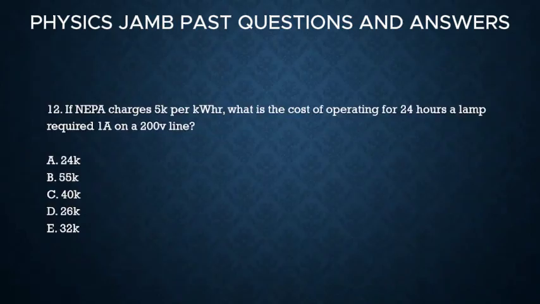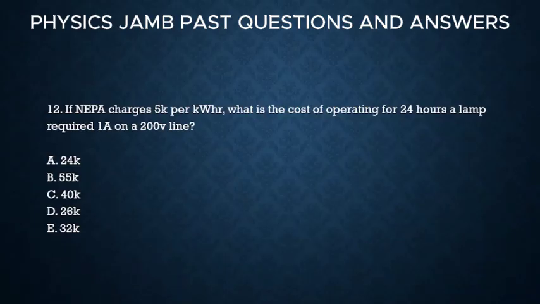Question number 12. If NEPA charges 5,000 naira, okay, 5,000 per kilowatt hour, what is the cost of operating for 24 hours? A lamp requires 1 amp on a 200 volts line. A. 24 kobo. B. Okay, first let me read the question again.